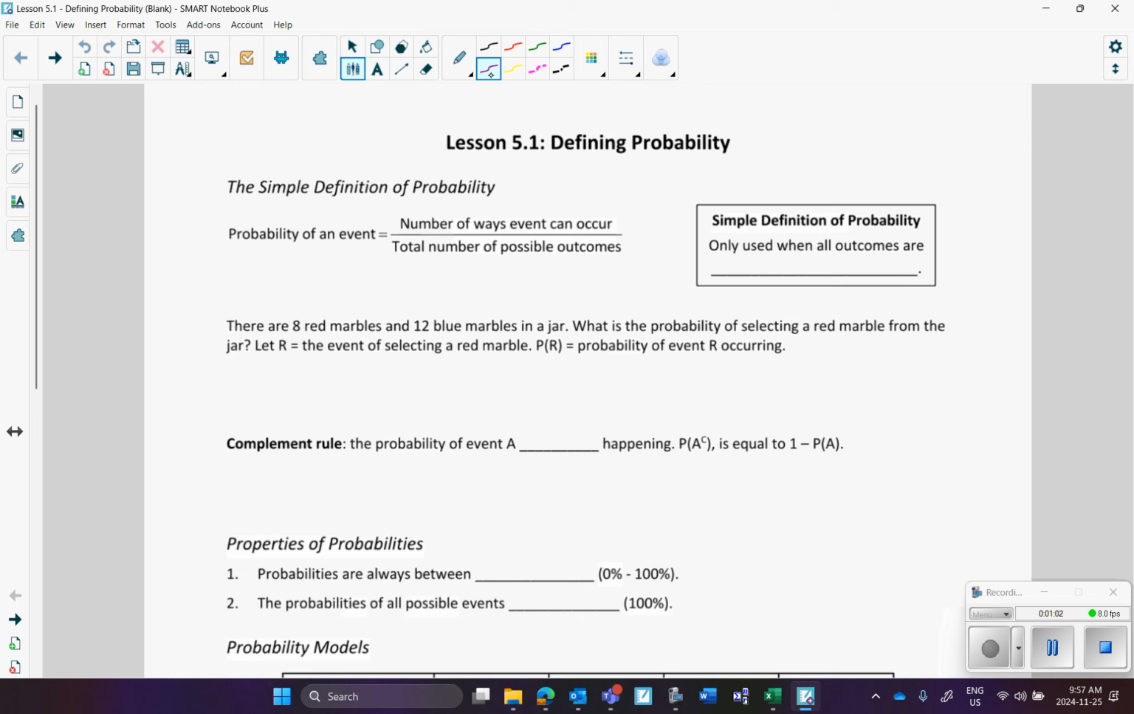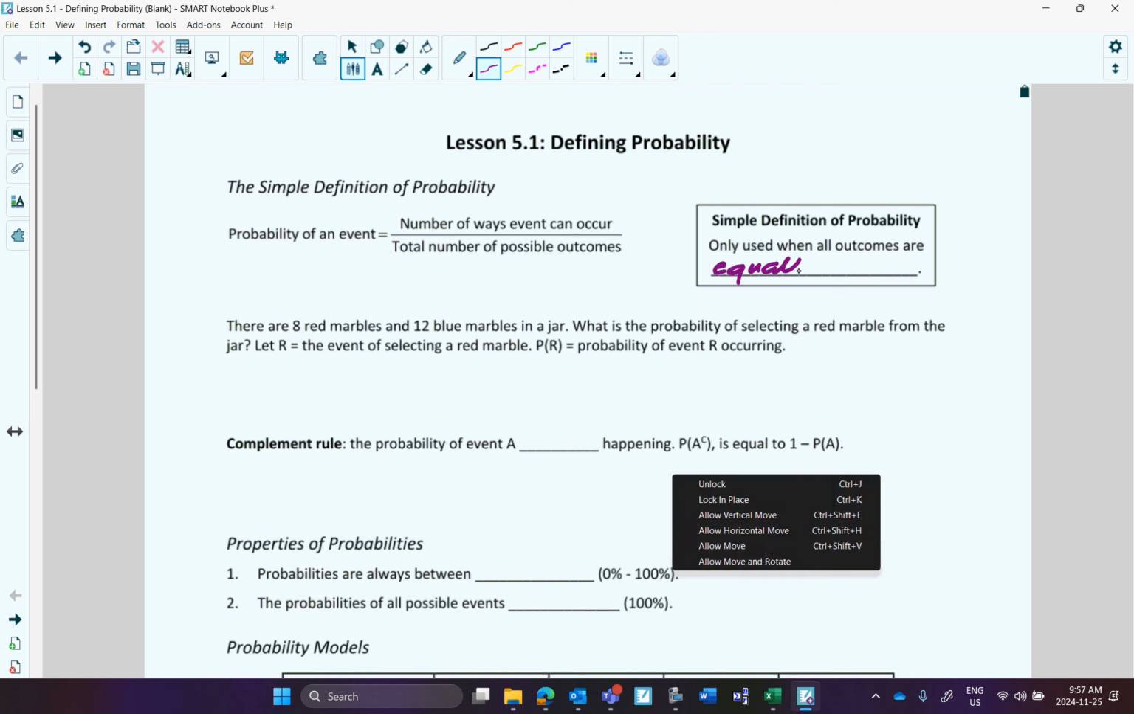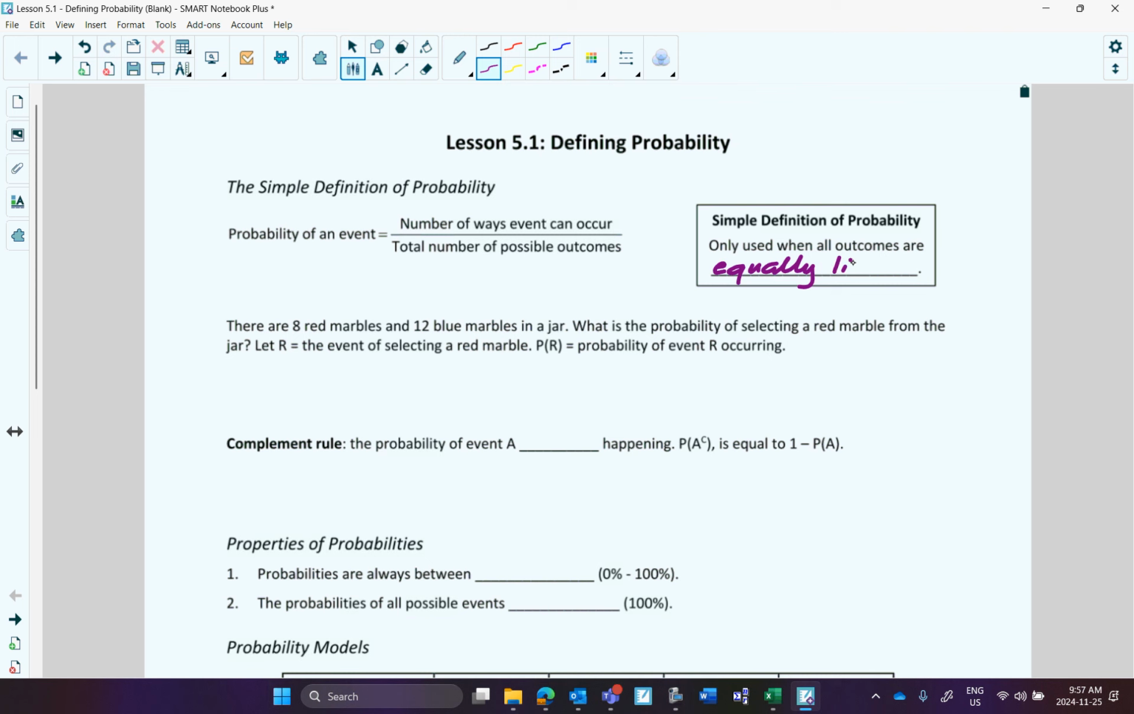We use the simple definition of probability only when all the outcomes are equally likely. So we're not talking about, like, if you roll a six-sided die, what's the probability of getting a 2? 1/6. But what happens if it's a loaded die, meaning that it gets 2 more often than it does other numbers? We're not talking about that with simple probability. Every outcome is equally likely.